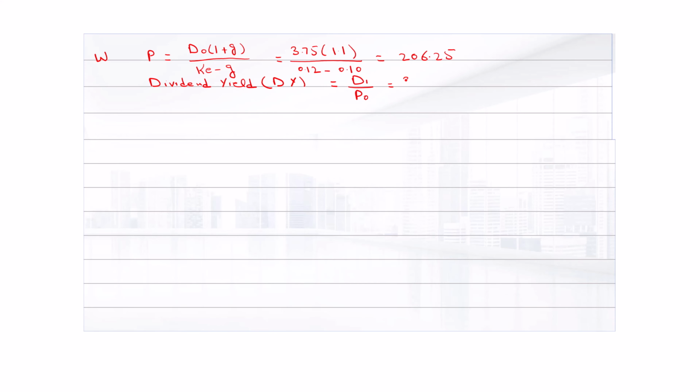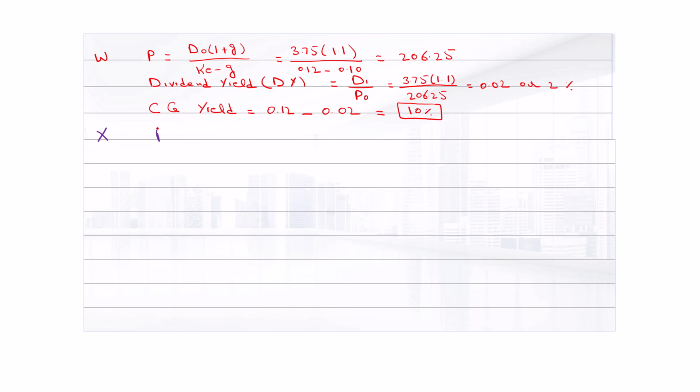D1 is equal to 3.75 into 1.1 divided by 206.25, that is equal to 0.02 or 2%. And capital gain yield is equal to 0.12, that is total return, minus dividend yield, that is 0.02. It means 10% will be the capital gain yield for W stock.